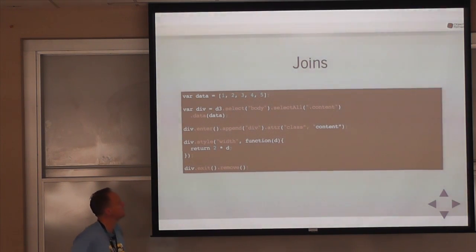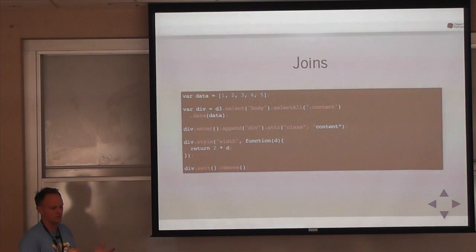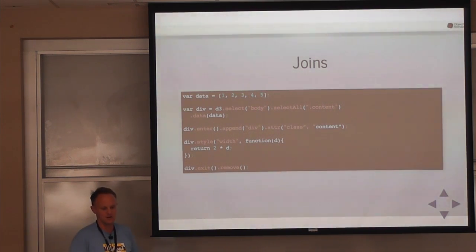So here's some joins. I've created a data array, just 1, 2, 3, 4, 5. I'm selecting all of the content fields, everything with the class of content, and I am binding my data to that collection. So now I have 5 items in my enter join. For each one of those, I want to create a div, and I'm going to assign it a class of content.